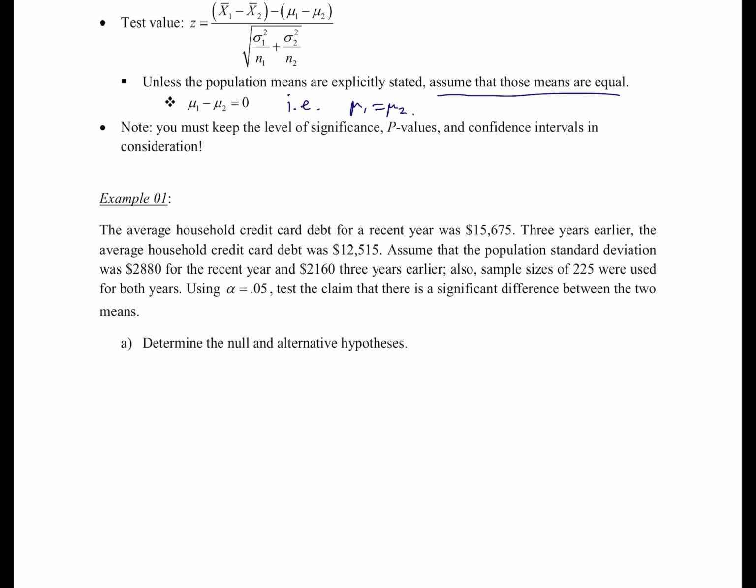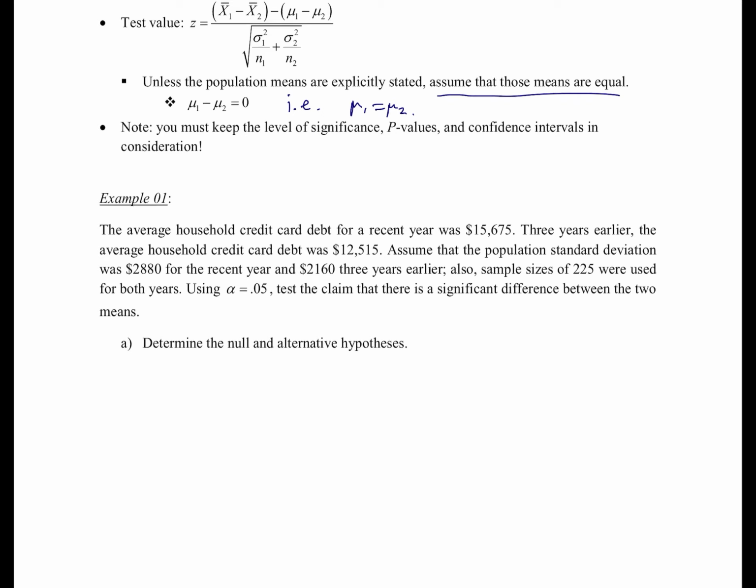So let's look at example 1. Here it says the average household credit card debt for a recent year was 15,000 something. 3 years earlier, the average credit card debt was 12,000 something. Assume that the population standard deviation was 2880 for the recent year and 2160 for 3 years earlier. Also assume that sample sizes of 225 were used for both of those years.